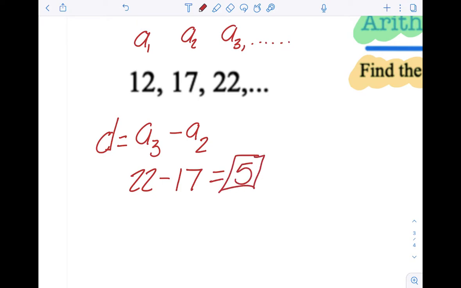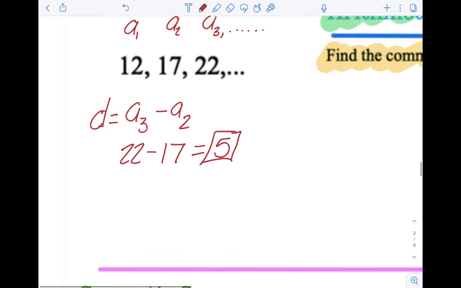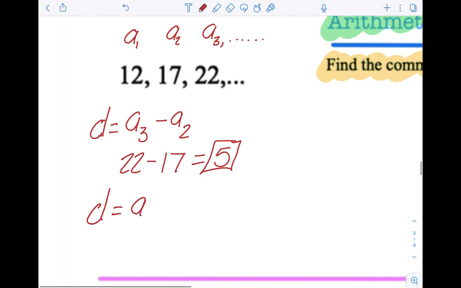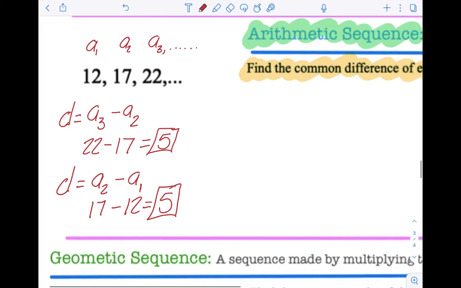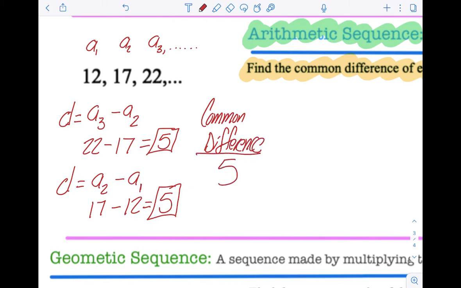I got 5 here. Now, I have to double check to make sure that that's correct. So I'm going to do another common difference, but this time I'm going to take the second term minus the first term. The second term is 17 minus the first term, 12, and the answer here is 5. So the common difference between these numbers is 5.